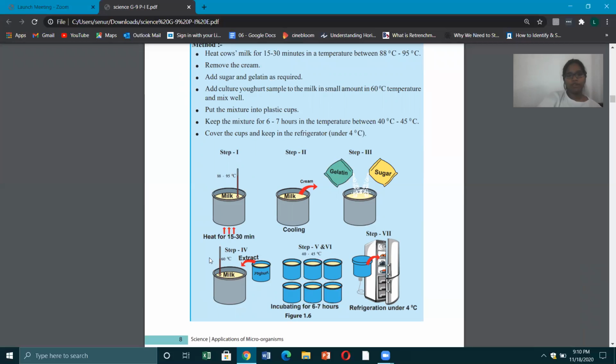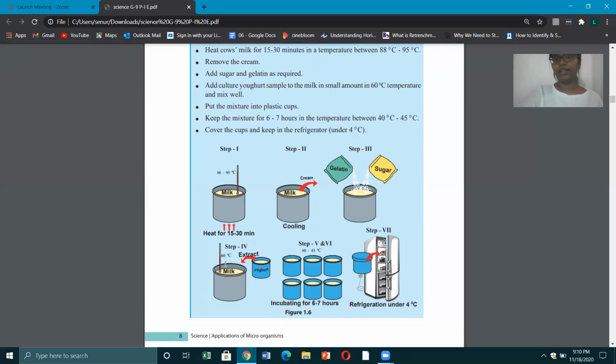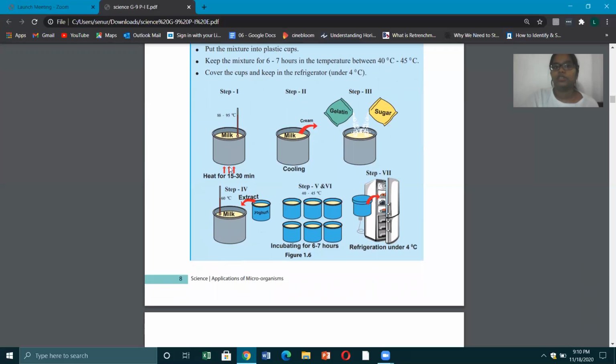Next, you put the mixture into plastic cups and keep the mixture for 6 to 7 hours in the temperature between 40 degrees Celsius and 45 degrees Celsius. Then you cover the cups. You put it inside the refrigerator under 4 degrees Celsius. So these are the steps.